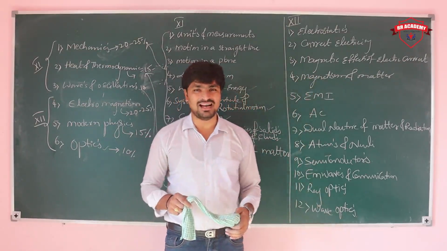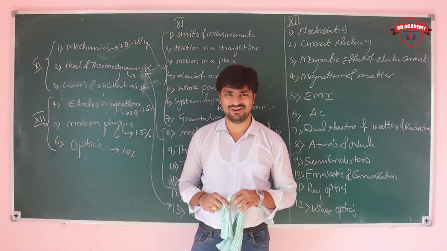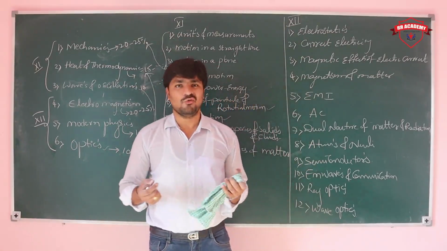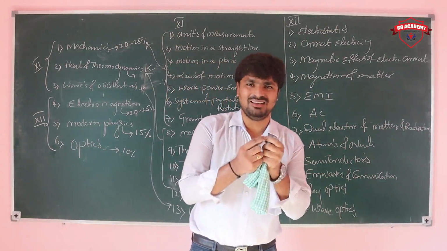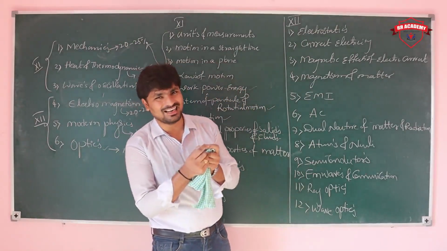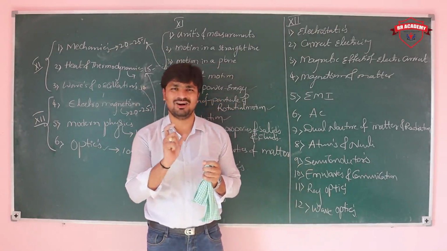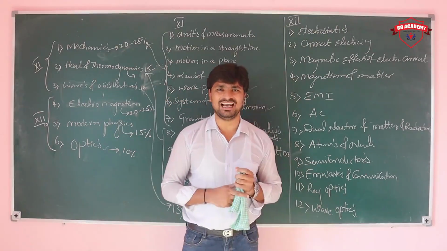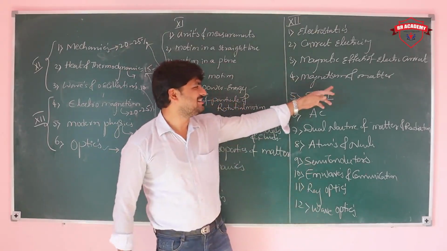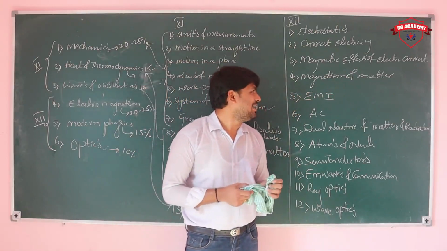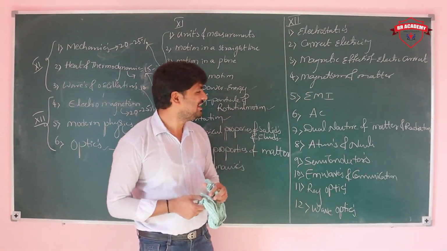Next, magnetism and matter. How the earth's magnetism works, how a magnet works, why the north poles of magnets repel, and the south pole and north pole attract. If you place a magnet, how it can show our directions. All of that we are discussing in magnetism and matter, as well as EMI.